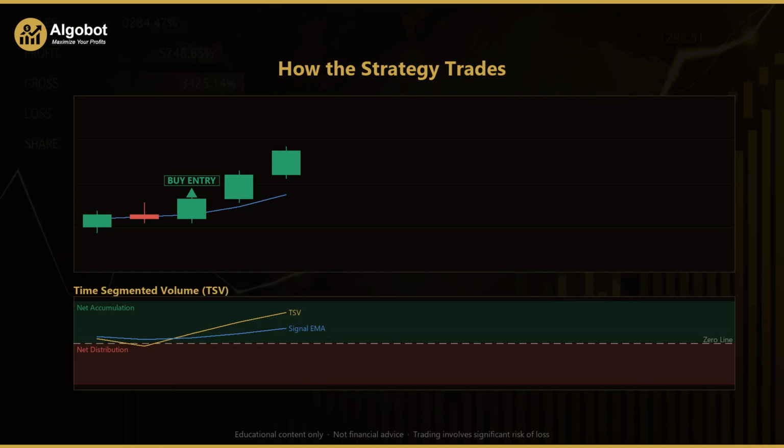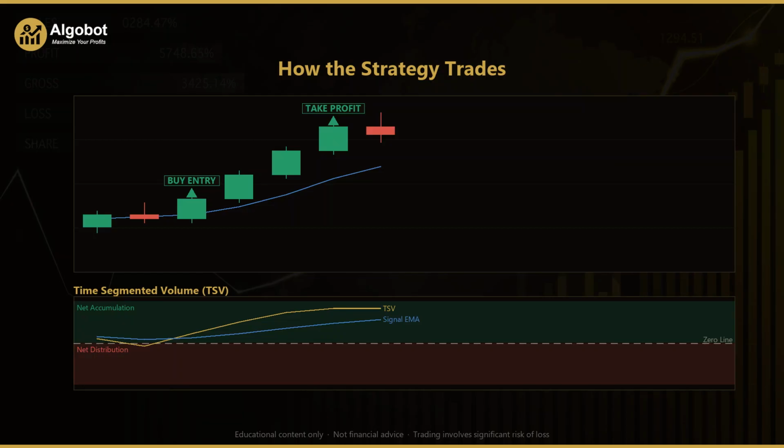Now watch the third candle, our buy entry marker. Price pushes up and closes back above the rising EMA baseline. At the very same moment, in the panel below, the gold TSV line crosses upward through its blue signal line, and crucially it does so while sitting above the 0 line, inside the accumulation zone. That is the full picture the strategy waits for. Price above a rising baseline, net accumulation, and flow accelerating.